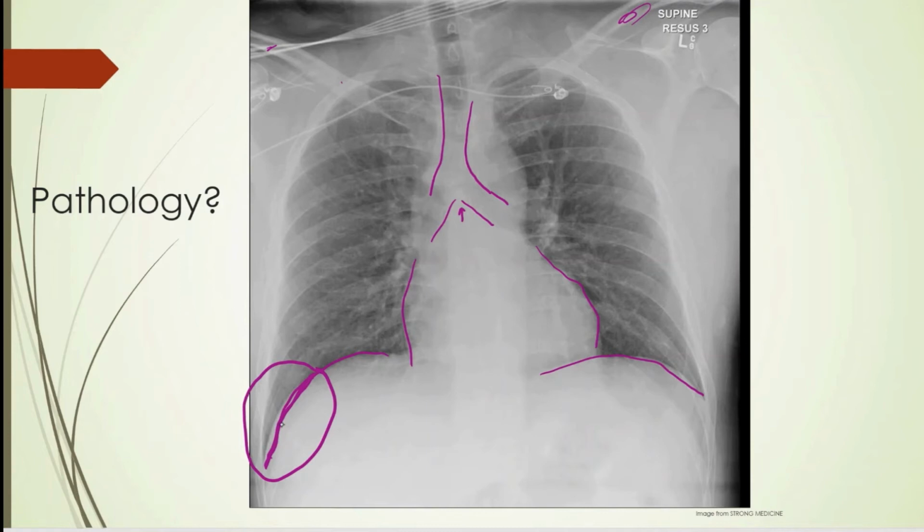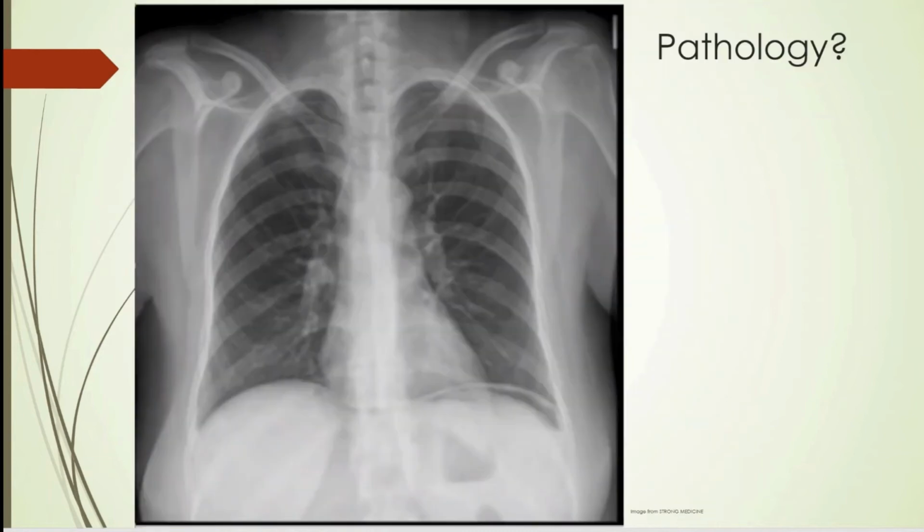It's usually pretty easy to pick out because you can see how deep this costophrenic angle is as compared to the patient's left side. And the diaphragms are almost level as well. That's really an interesting chest X-ray there. So here's another interesting one.